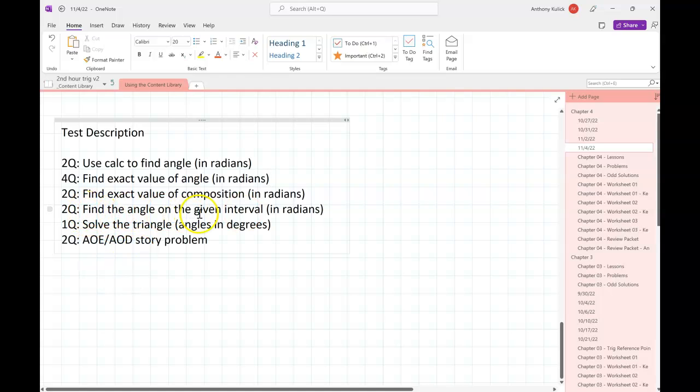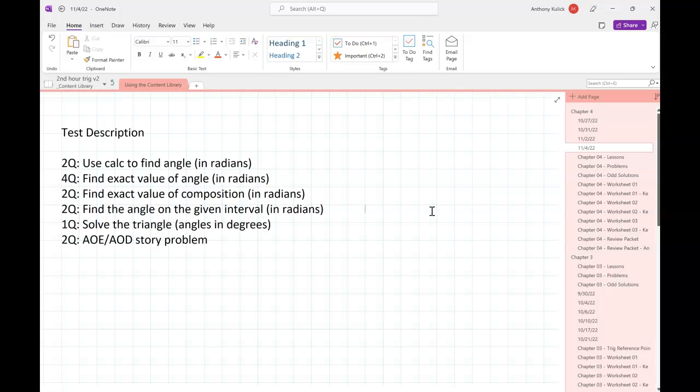Two questions where I ask you to find the angle on the given interval. That's a worksheet 2 problem, like you just did on the back side of your test. So whatever notes you need about how to do that, like what quadrants things are positive or negative in, anything like that.